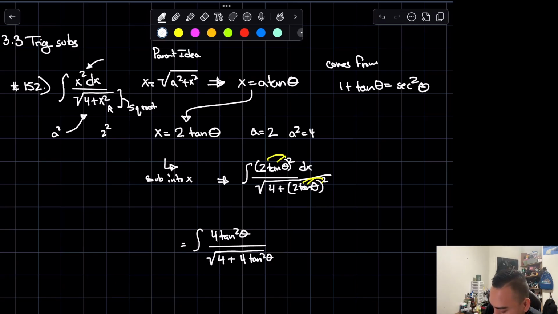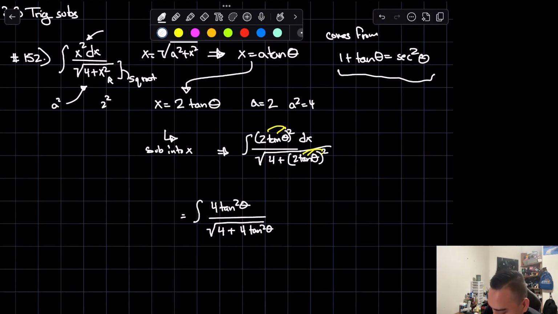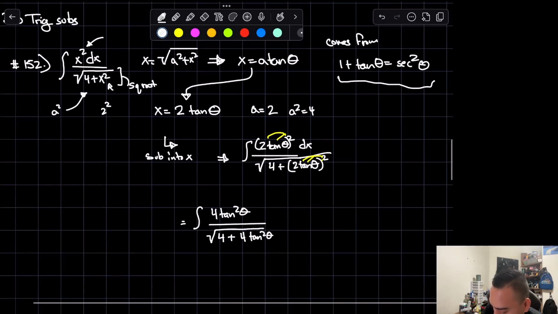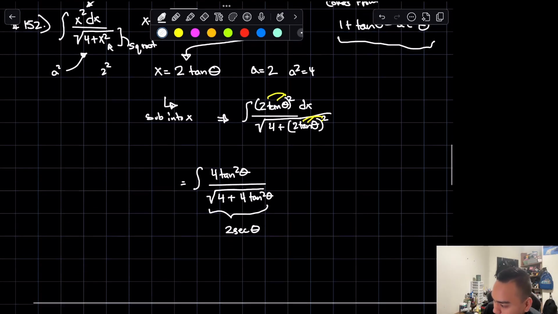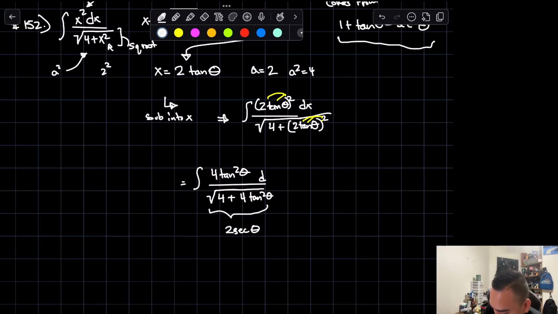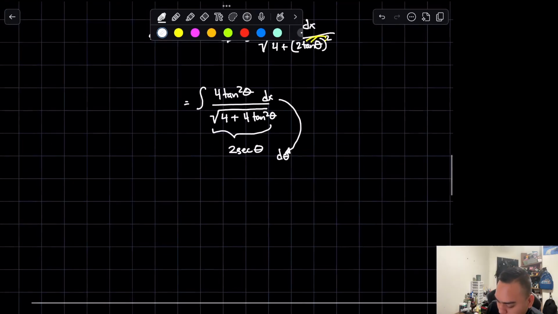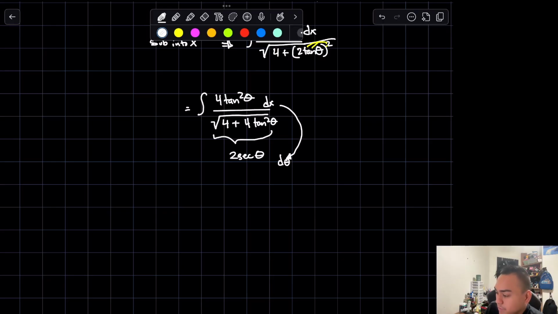And if we use basically this property again, we can see that this is just 4 plus 4 tan squared theta, right? Which is going to just become, I'll just focus on this, it's just going to become 2 secant theta. Okay? And then our dx that we have over here is going to become d theta, because we are moving on from x to theta.